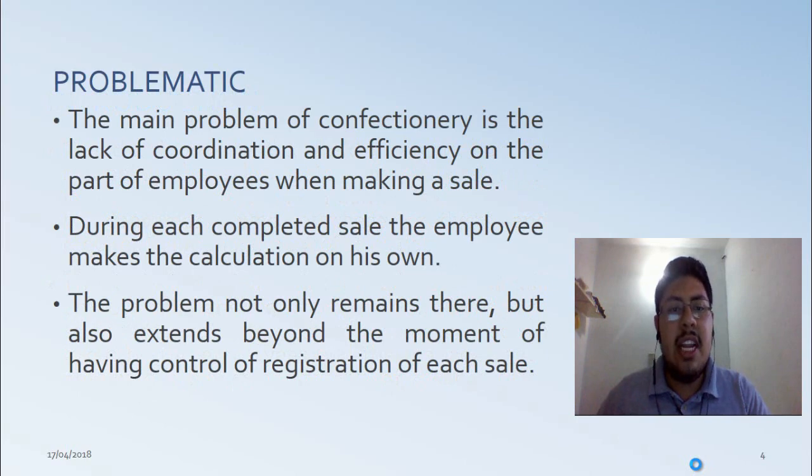The problematic. The main problem for the confectionery is the lack of coordination and efficiency on the part of employees when making a sale. Our customers tell us that when an employee makes a sale, he makes the calculation of the products and the total amount by mind. That is not the better way to do this. During each complete sale, the employee makes the calculation on their own. The problem not only remains there, but also extends beyond the moment of each sale, to the control region of sales.